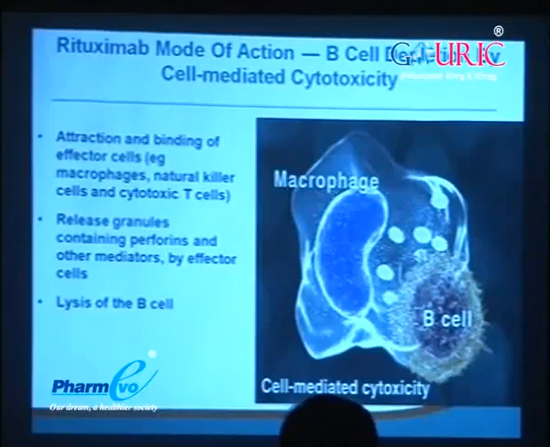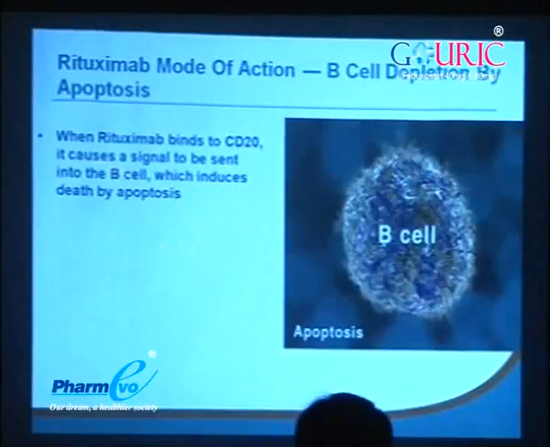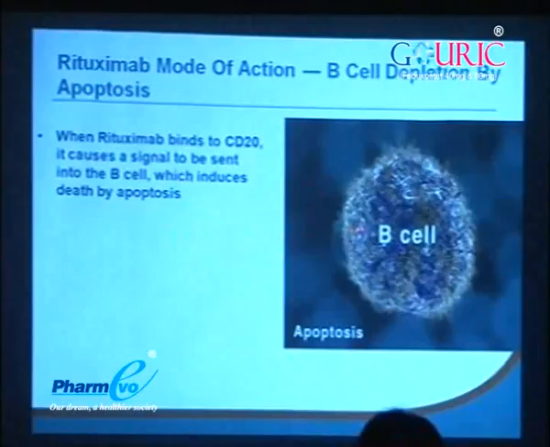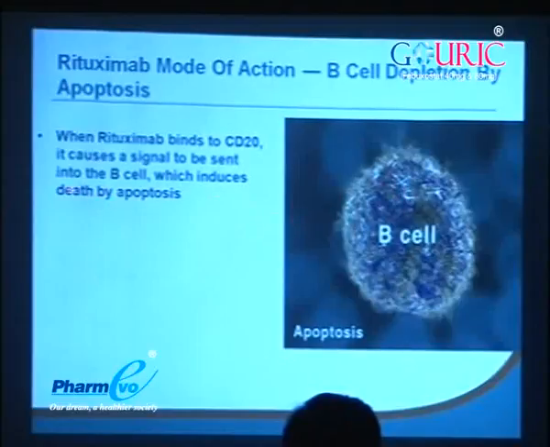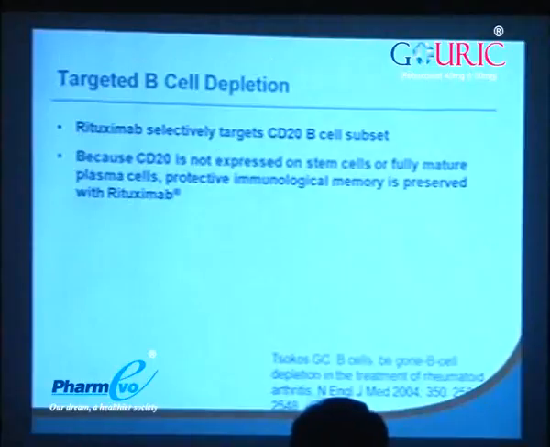Homeostasis of B cells. And similarly, when it binds to a B cell, it causes a signal to be sent into the B cell, which induces death by apoptosis. So the B cell just dies. So these are the three different mechanisms by which B cell depletion occurs in patients who are treated with this medicine.